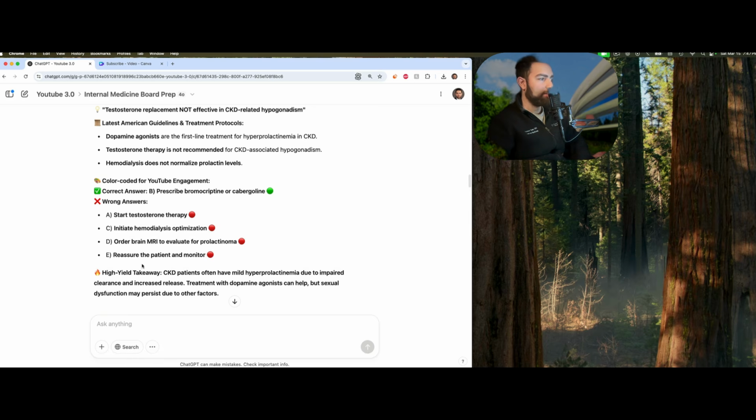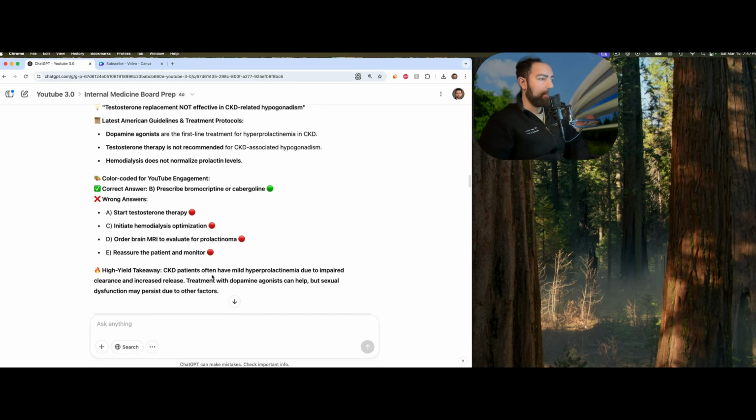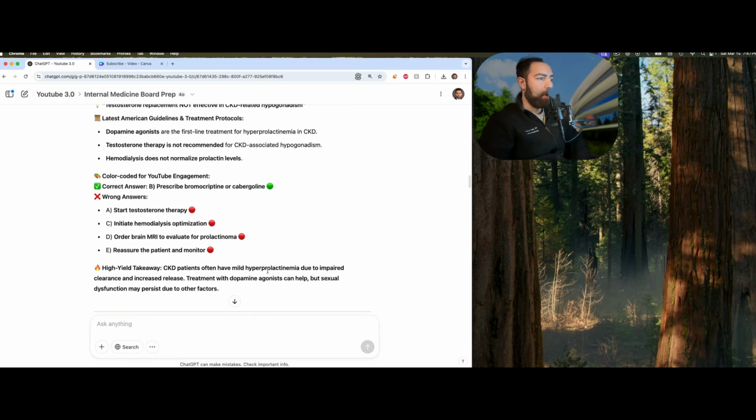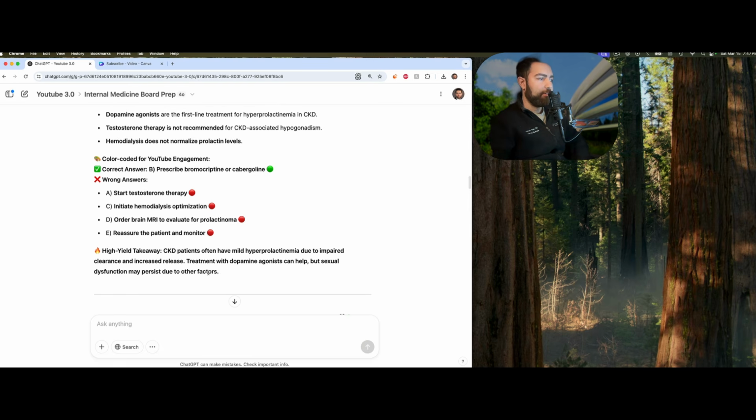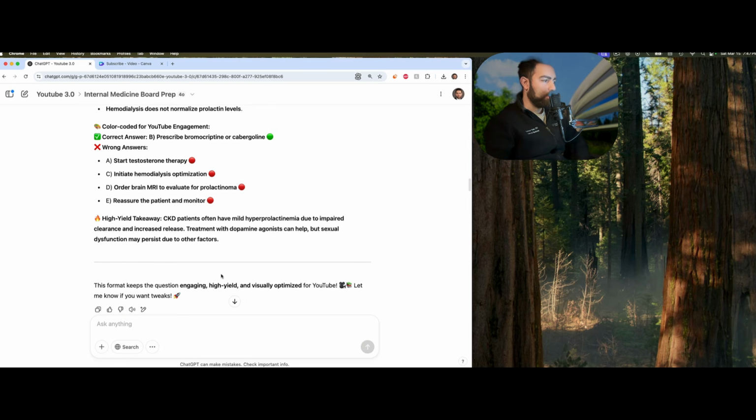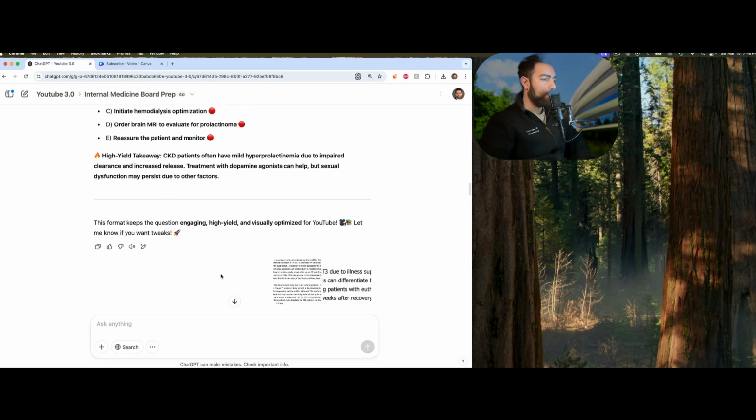All right, so the high yield takeaway point at the end also: CKD patients may have mild hyperprolactinemia due to impaired clearance and increased release. Treatment with dopamine agonists can help, but sexual dysfunction may persist, and there may be other factors. All right, so let's go ahead and move to the next question.